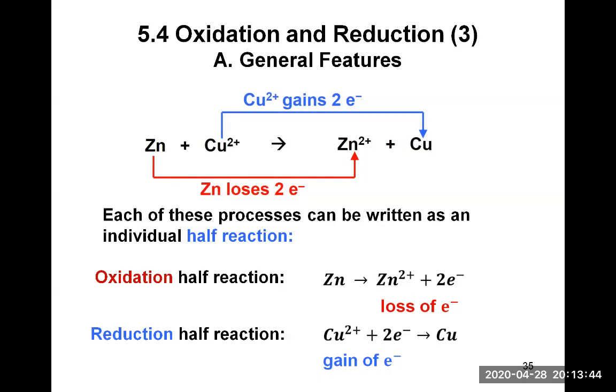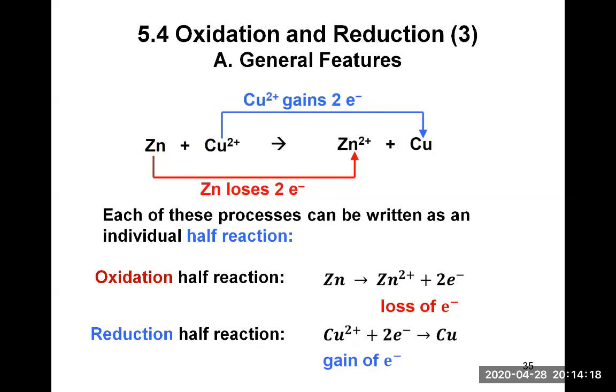And also it has to be on that side because when you have an arrow, it has to be balanced, the same thing on both sides. Here you have zinc on both sides, and it's neutral on the left, so it has to be neutral on the right. You see that the 2 positive charges from the zinc 2+ cancel the 2 negative charges from the 2 electrons. And so indeed we have neutrality on the right too.